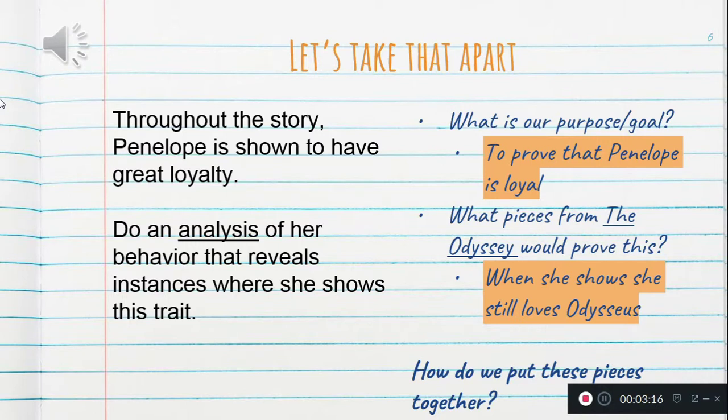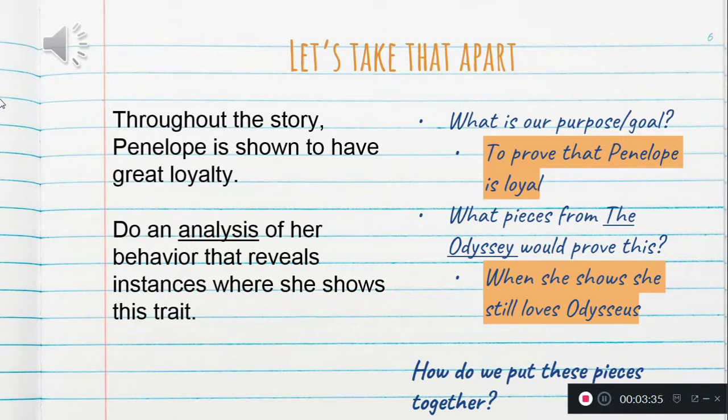One action that we can definitely include is when she hides up in her room and weaves that shroud and unweaves it every night to avoid having to choose another man besides Odysseus. So she shows her love by being loyal to Odysseus and refusing to choose anyone else besides him.